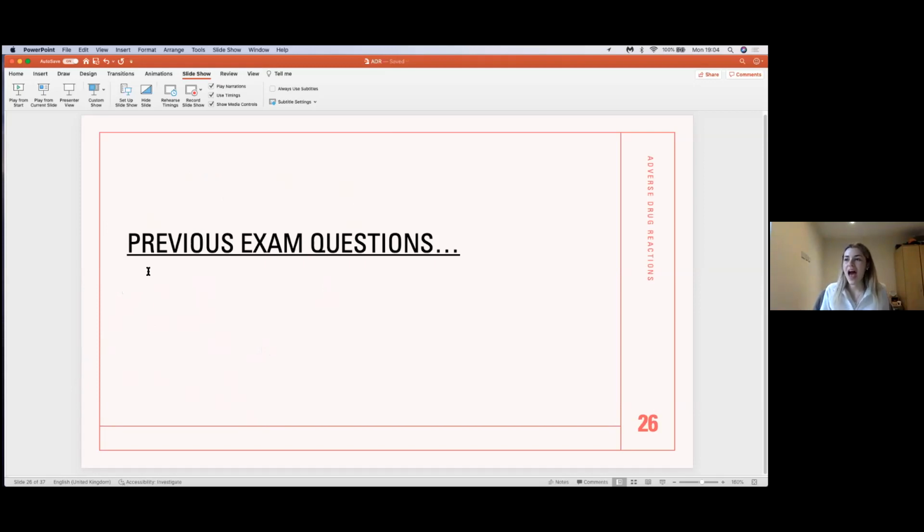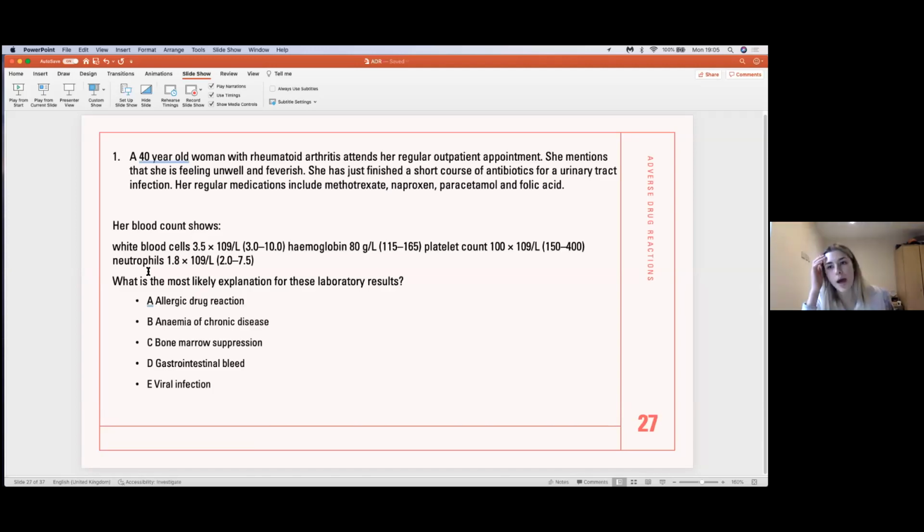Oh, fab. Okay, so I've only got 5 questions, and these are all taken from University of Liverpool past papers. This was in a finals paper. A 40-year-old woman with rheumatoid arthritis attends her regular outpatient appointment. She mentions that she's feeling unwell and feverish. She's just finished a short course of antibiotics for a urinary tract infection, and her regular medications include methotrexate, naproxen, paracetamol, and folic acid.